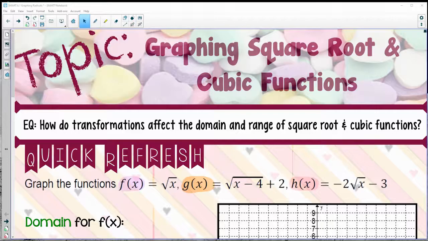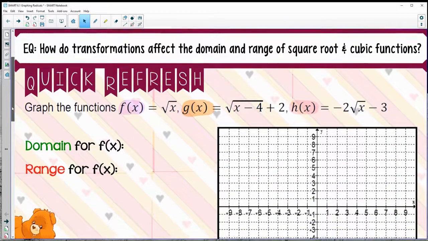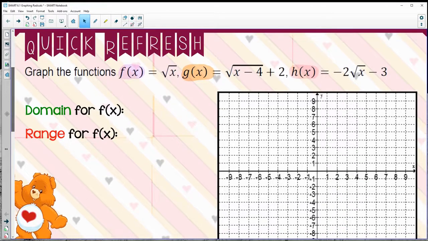Welcome to Graphing Square Roots and Cubic Functions. So we're really just going to focus on how do transformations actually affect the domain and range of these graphs. We've already seen transformations and these functions, but I just want to do a quick refresh.